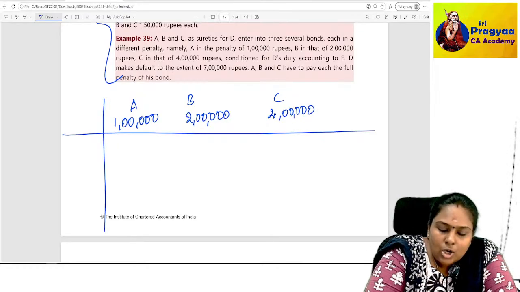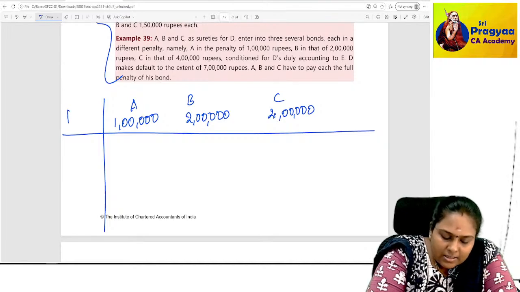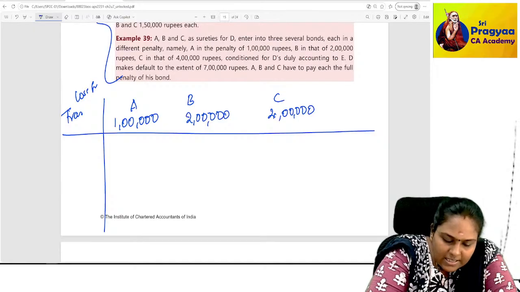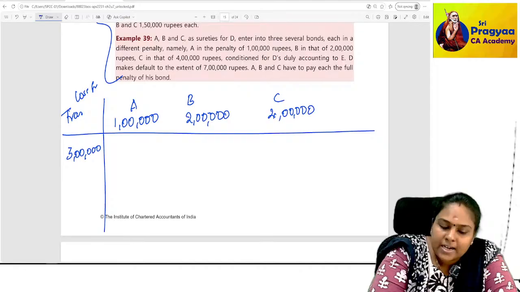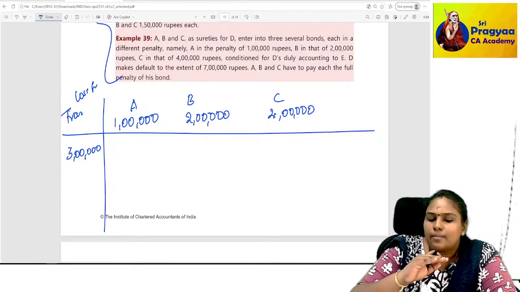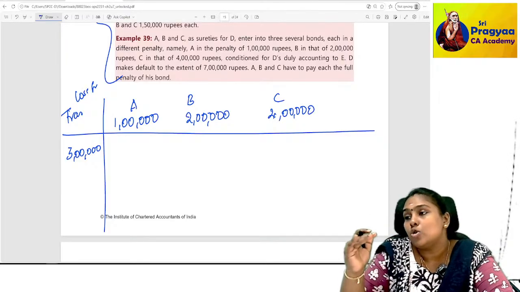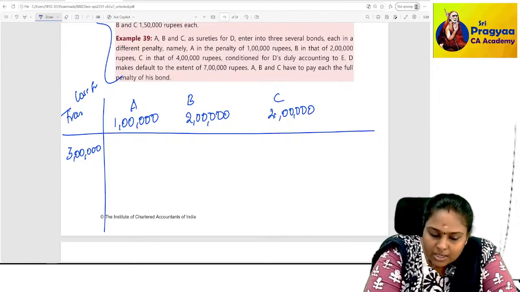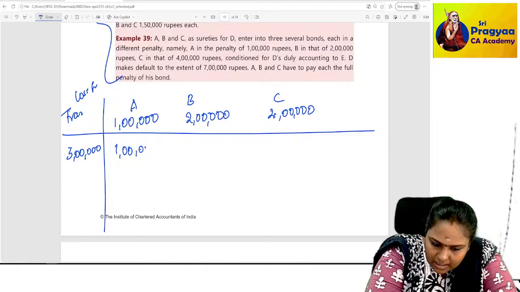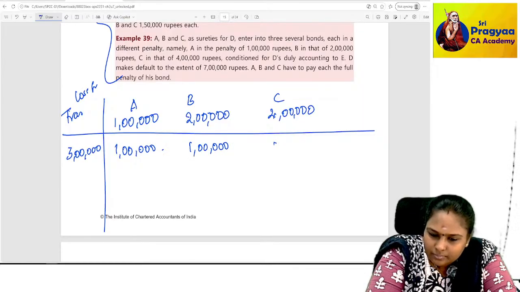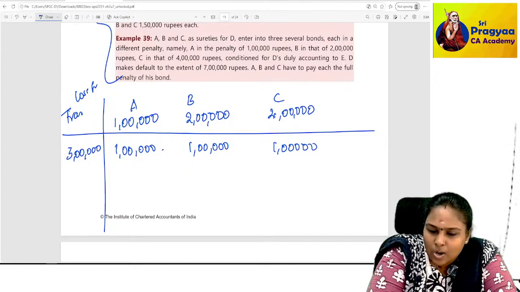Sir, the loss from business, the loss from the transaction is say 3 lakhs. How will each of them bear it? What is the maximum limit of the single person who is carrying the lowest limit? 1 lakh. So that 1 lakh will be the amount that they will equally share. 1 lakh, 1 lakh and 1 lakh.